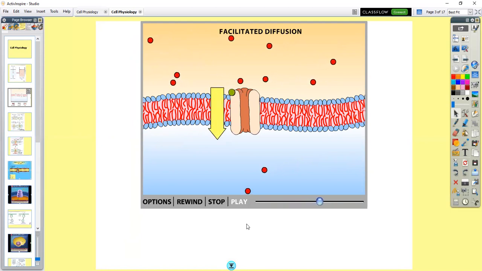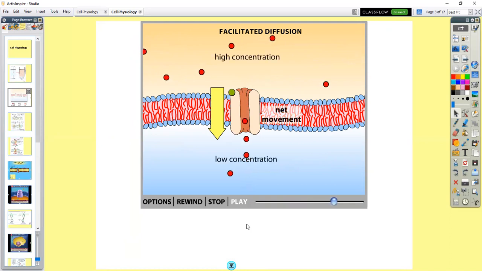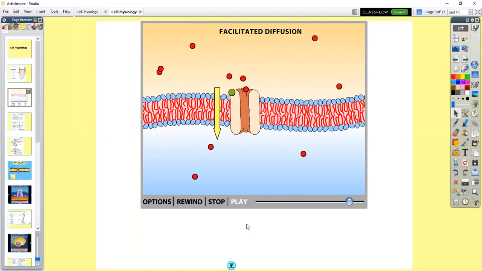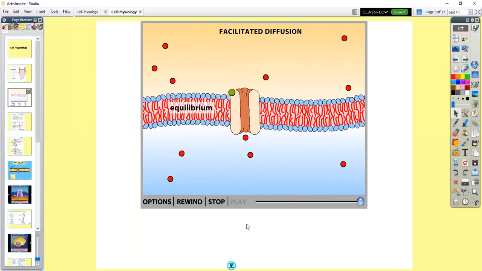In facilitated diffusion, like in simple diffusion, a substance moves from a region of higher concentration on one side of the membrane to a region of lower concentration on the other side. This movement down a concentration gradient is spontaneous and does not require energy. So again, in facilitated diffusion we're thinking of higher concentration to low concentration, so down the concentration gradient. The only difference is that these are polar molecules. They're not molecules that would pass through the membrane on their own because they're slightly charged. So they need this channel to be able to move through the membrane.